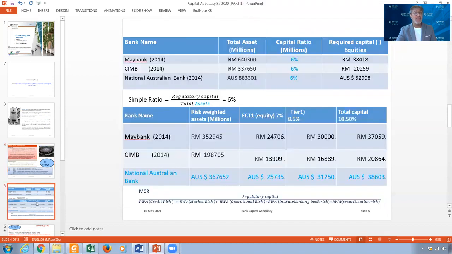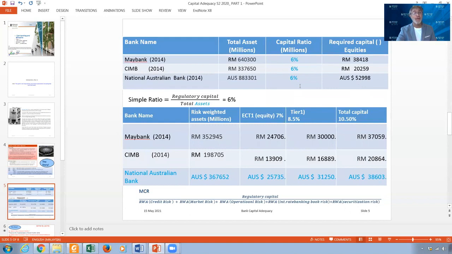Now, I take a real example. I take the data of Maybank, CIMB, and National Australian Bank. I take the total assets in 2014, and I apply the 6%. This 6%, as I told you, was applied before 1989. Look, this bank, for example, Maybank should have 38 billion. For CIMB, 20 billion. And for the National Australian Bank, they should have around 52 billion.